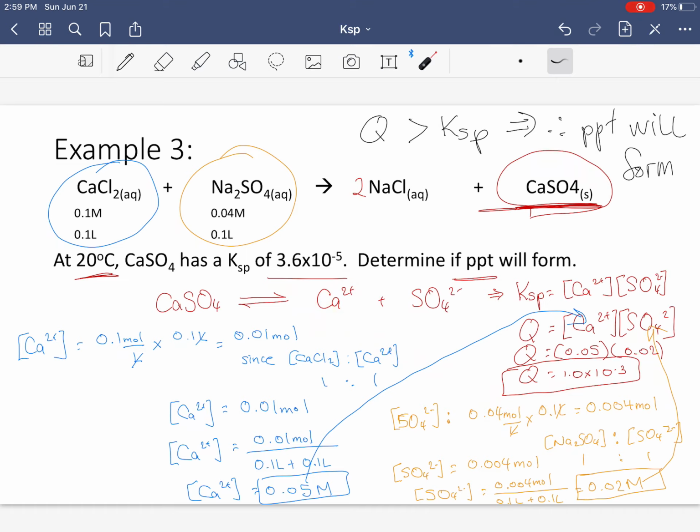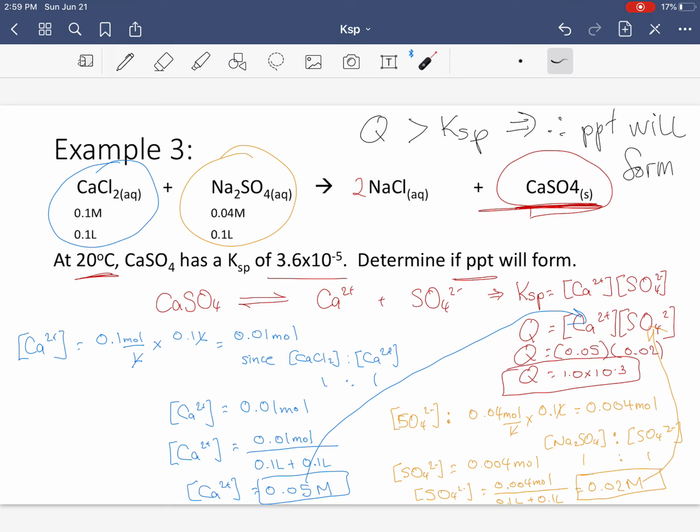If Q is greater, that means, hey, you know what? The amounts of these two ions have already gone over the saturation point. Of course you're going to get precipitate. But if Q equals Ksp, or Q is less than Ksp, that means you haven't reached the saturation point yet. You might need more of these or more of these to make that happen, because one participant here is just not enough to give you that number or beyond.